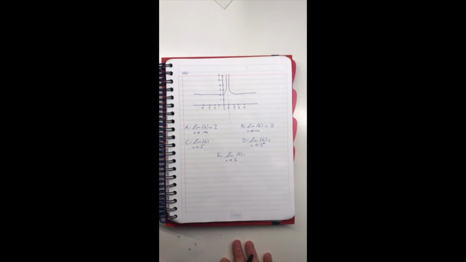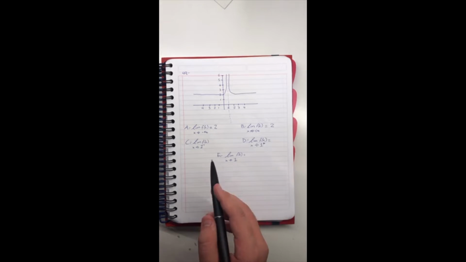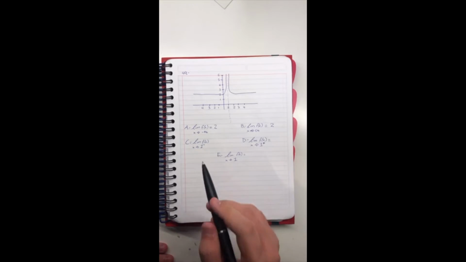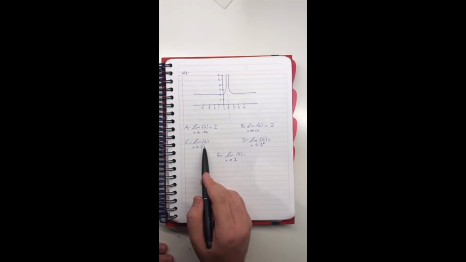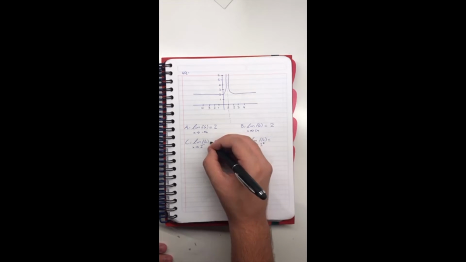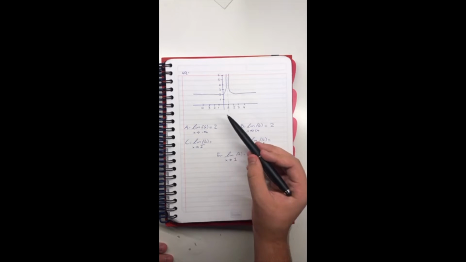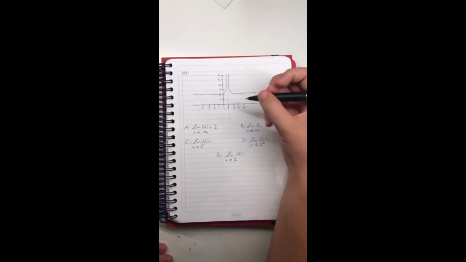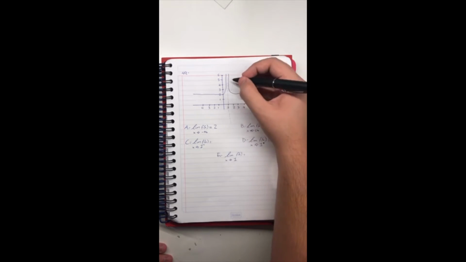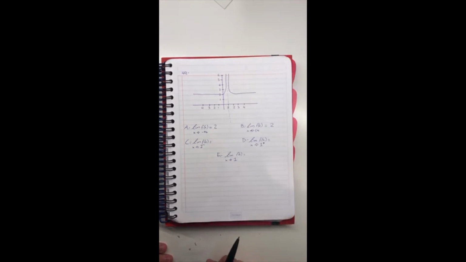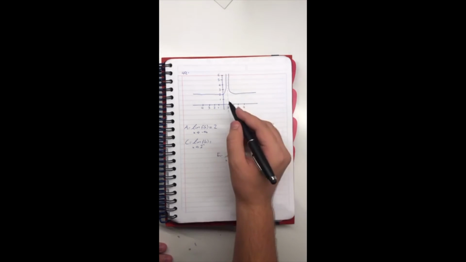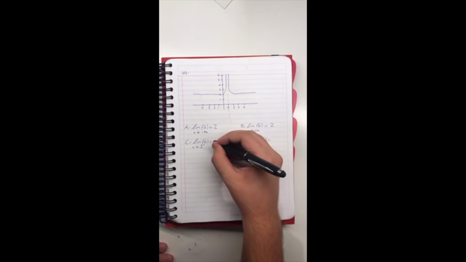Letter C, limit of f of x as x approaches the value of 1, but from the left side, since it has a negative. So you go into the x values, number 1 from the left side. It has a vertical asymptote at number 1. So from the left side, it will be positive infinity.